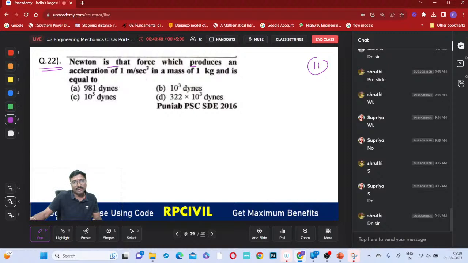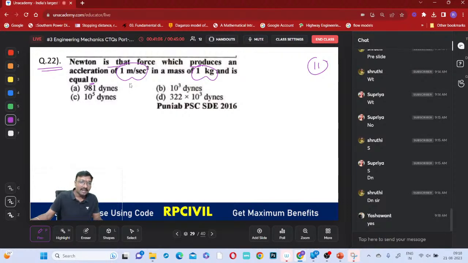Newton is the force which produces an acceleration of 1 meter per second square in a mass of 1 kg. So the definition of Newton is also given. The force produced by 1 kg mass when it is accelerated with an acceleration of 1 meter per second square is equal to 1 Newton. The Newton definition is clear now.